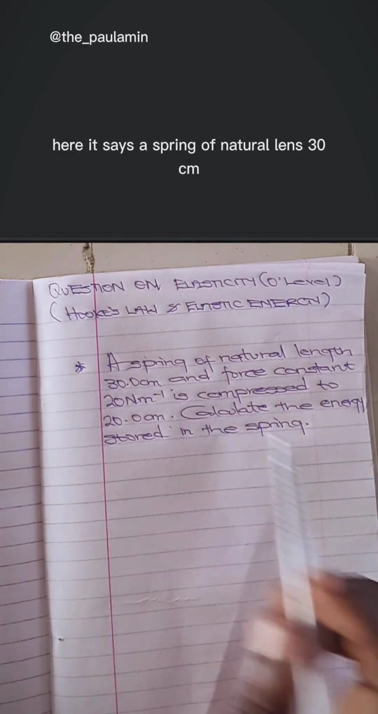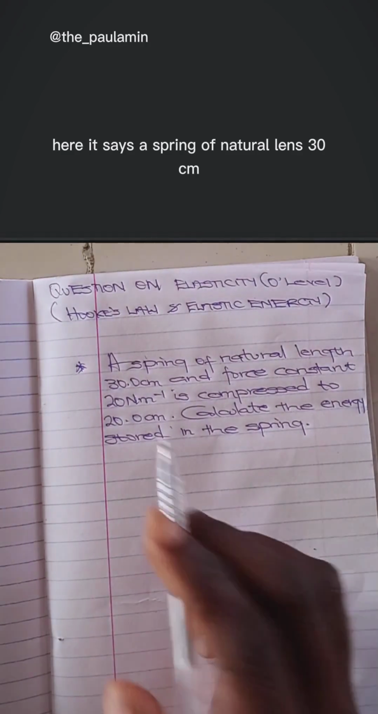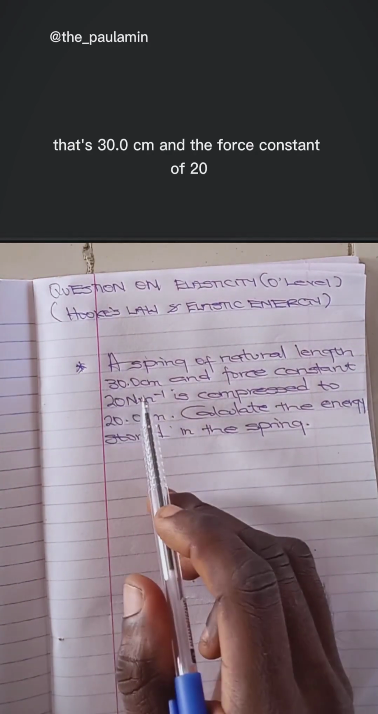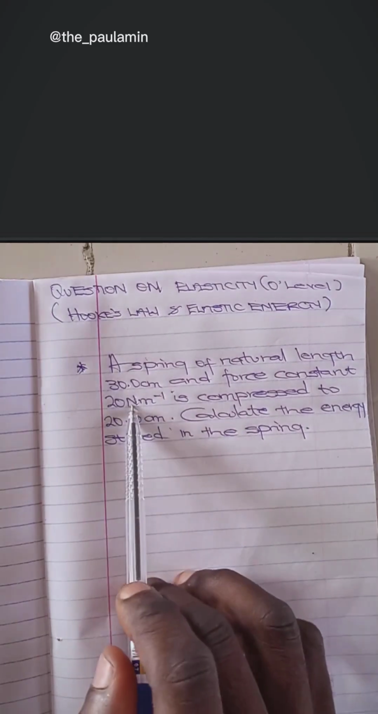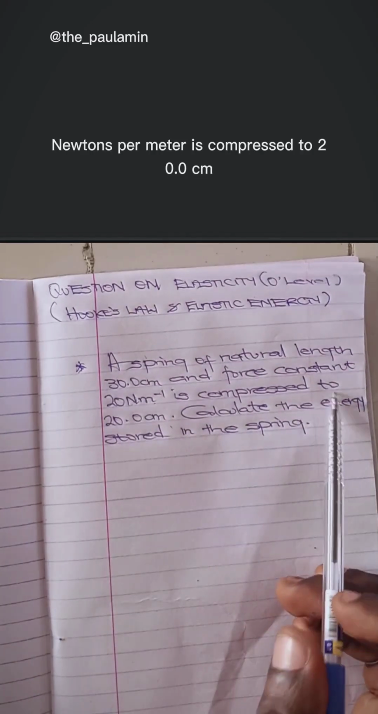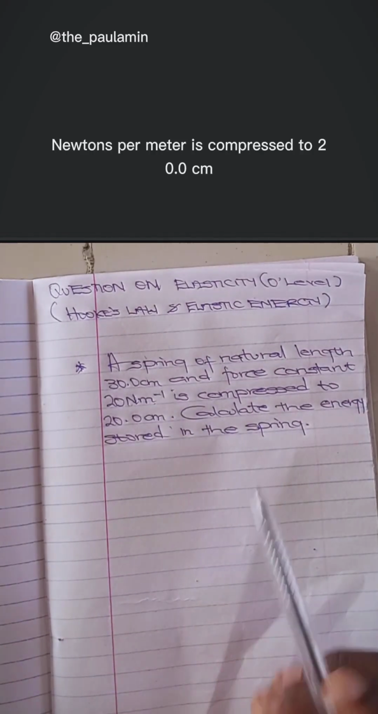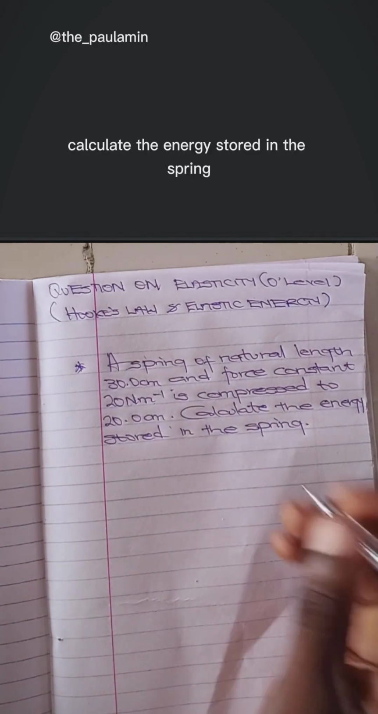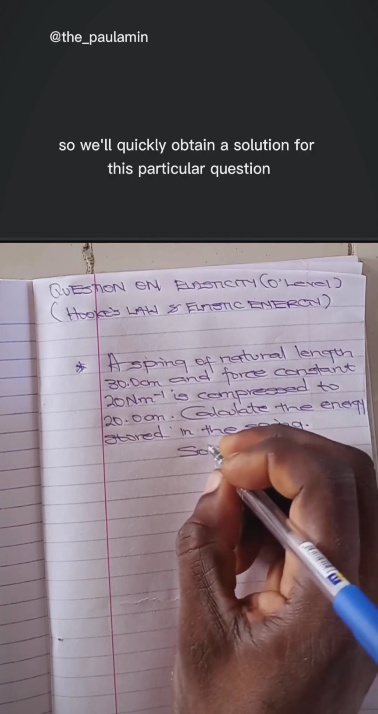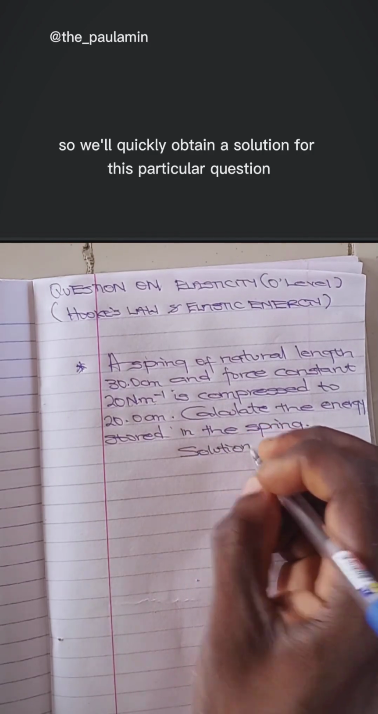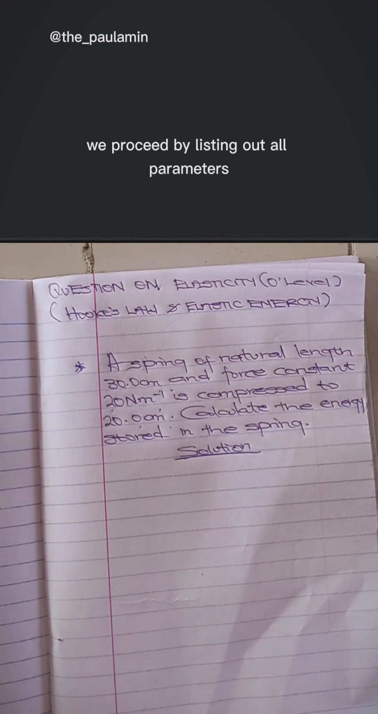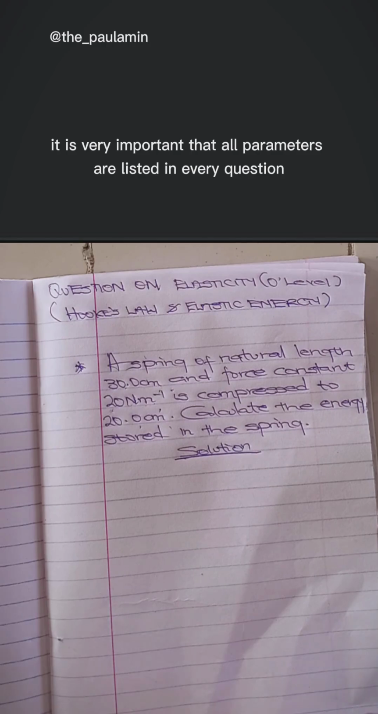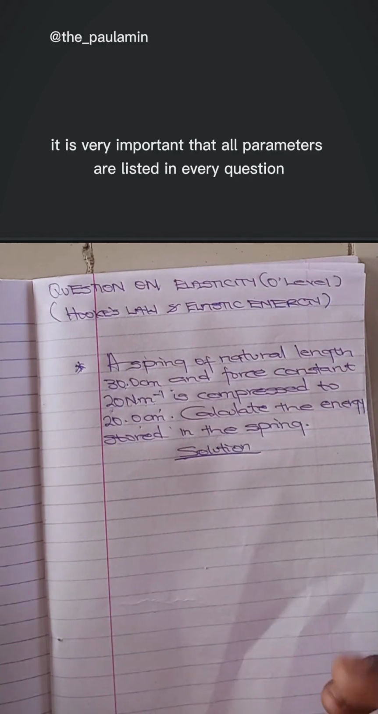It says a spring of natural length 30.0 centimeters, and a force constant of 20 newtons per meter is compressed to 20.0 centimeters. Calculate the energy stored in the spring. So we'll quickly obtain a solution for this particular question. We proceed by listing out all parameters. It is very important that all parameters are listed in every question.